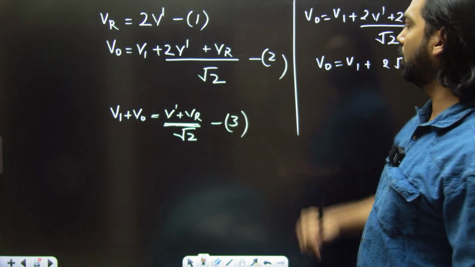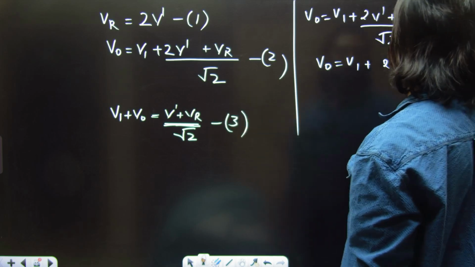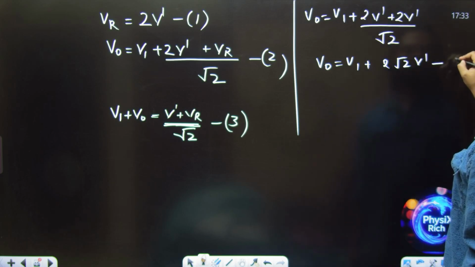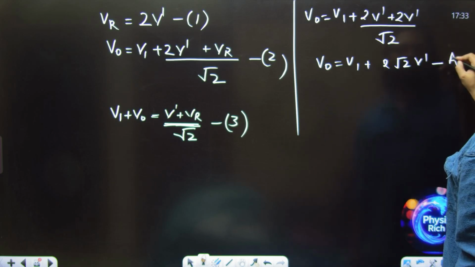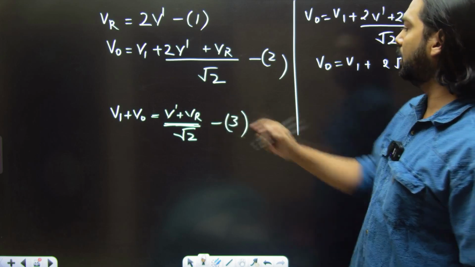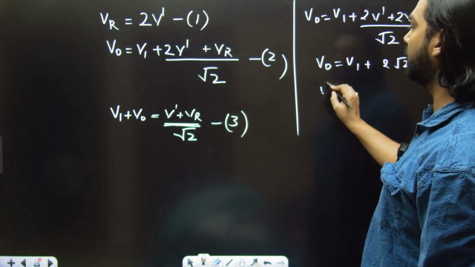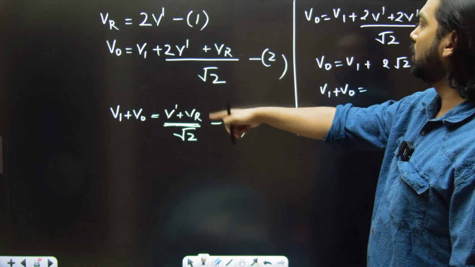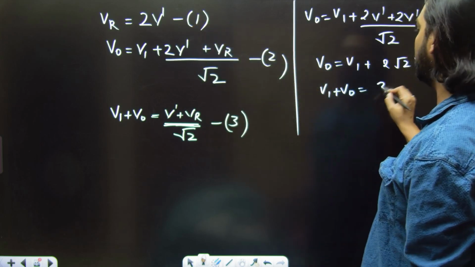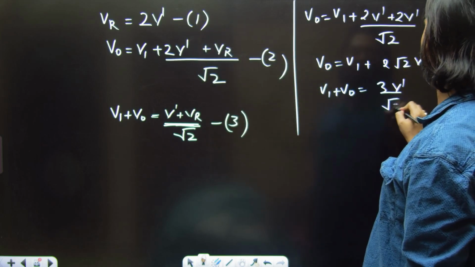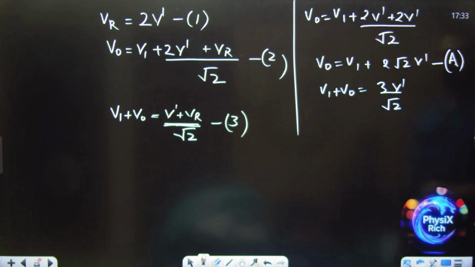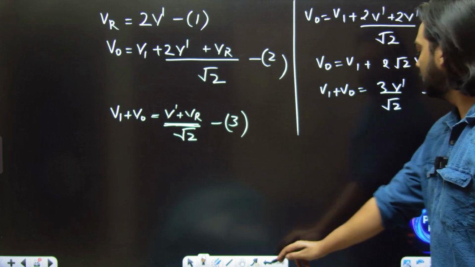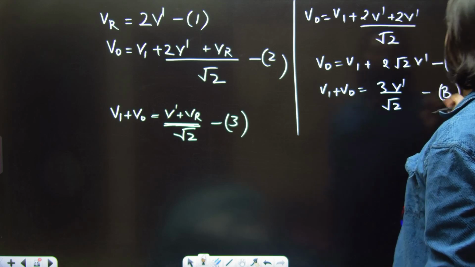Okay, and then what about here? So this is my, let's call this equation A. Okay, and let's substitute over here also. I get V1 plus V0 equals to V dash, VR is again 2V dash. So it becomes 3V dash upon root 2. All right. So this is equation B. Solve equation A and B.